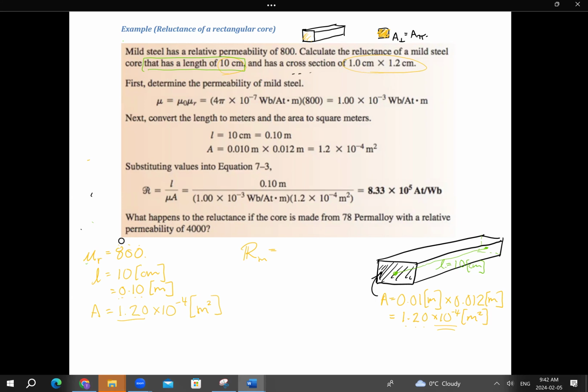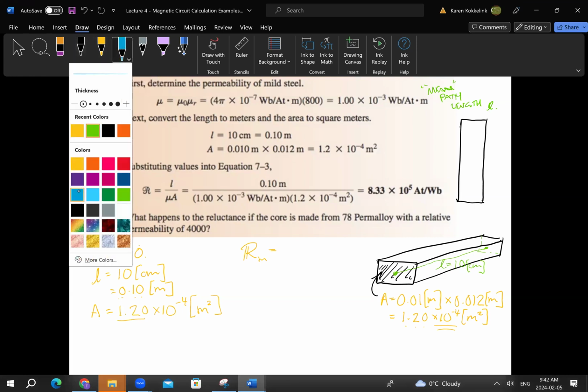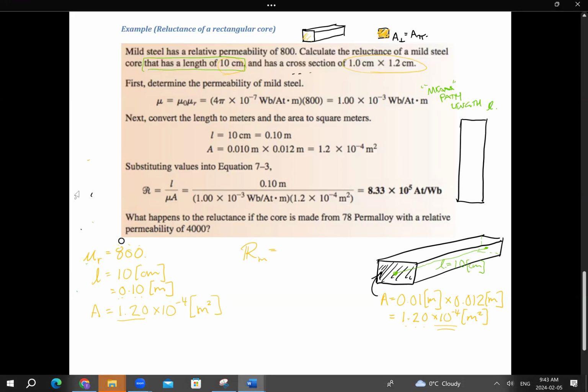Well, let's write it up here. Mean path length, L. The reason we're saying mean is because it's sort of the average, right? Oh, it's the average of what? It's the average of the travel that the magnetic flux has to go through. So it's the average length through the material that the magnetic flux lines travel. The average length through the material that the magnetic flux lines travel.